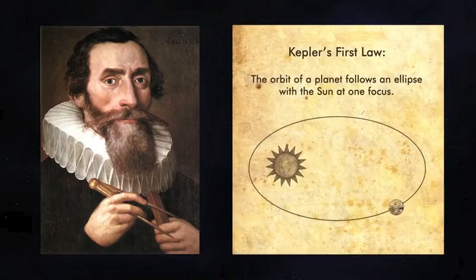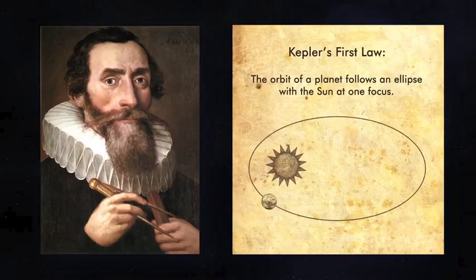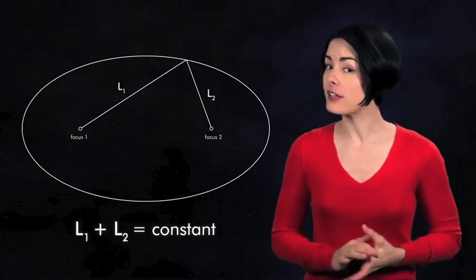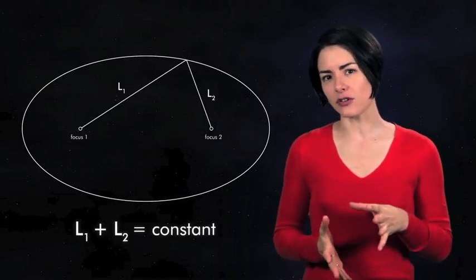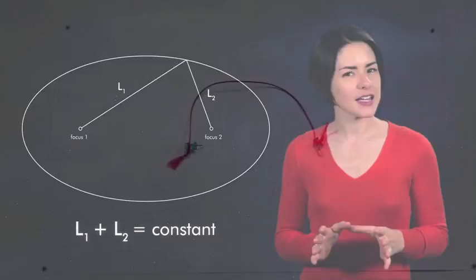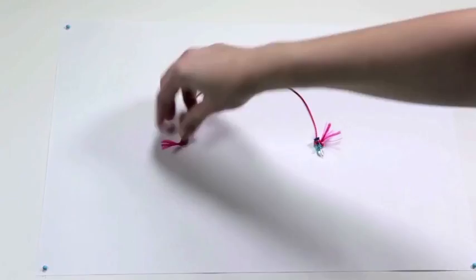In Kepler's first law, he stated that the orbit of a planet follows an ellipse with the sun at one focus. And in his second law, he stated that a line drawn from the sun to any planet sweeps out equal areas in equal time intervals.